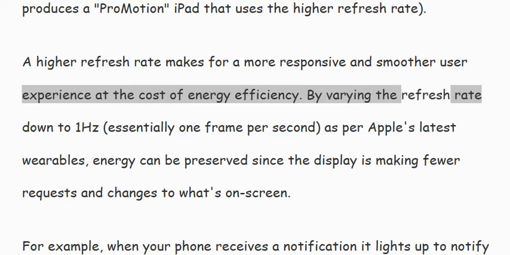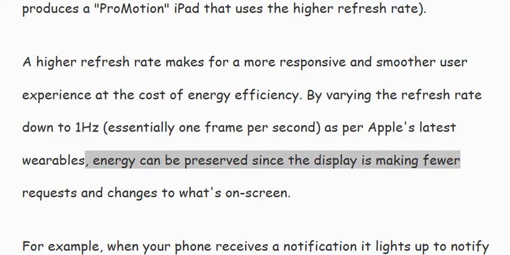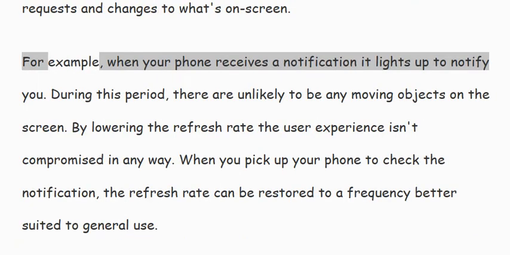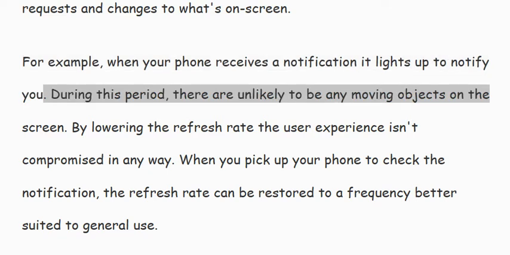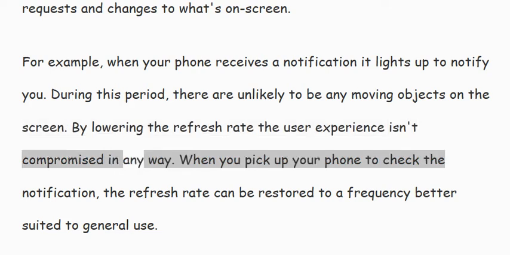By varying the refresh rate down to 1 Hz, essentially 1 frame per second, as per Apple's latest wearables, energy can be preserved since the display is making fewer requests and changes to what's on screen. For example, when your phone receives a notification, it lights up to notify you. During this period, there are unlikely to be any moving objects on the screen. By lowering the refresh rate, the user experience isn't compromised in any way.